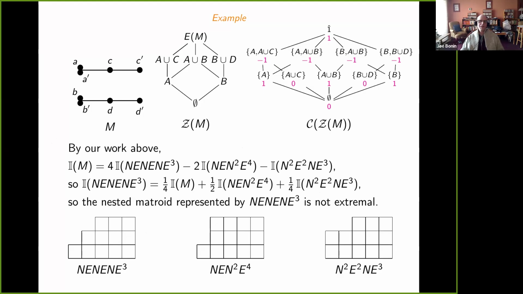So, at first I found this a little disturbing. Actually, Alex and Luis gave a smaller example of a nested matroid that is not extremal. But yeah, at first you might suspect all the nested matroids that play such a role here should be extremal. No, that's not the case. It's an interesting question which ones are. It's not at all clear.